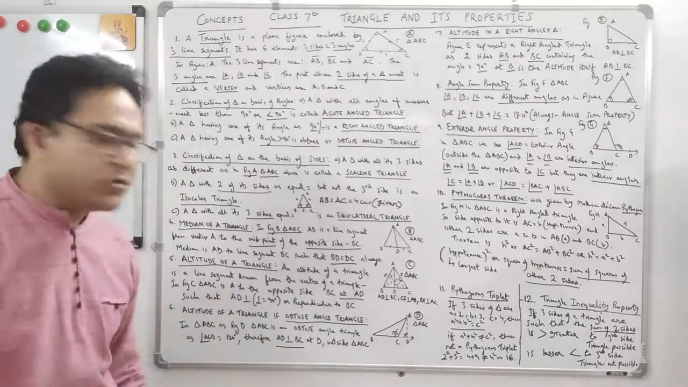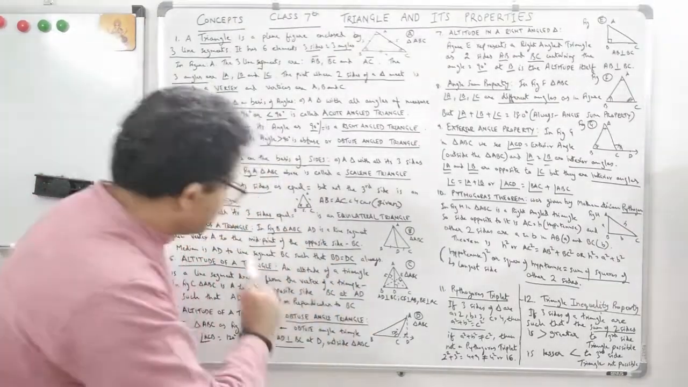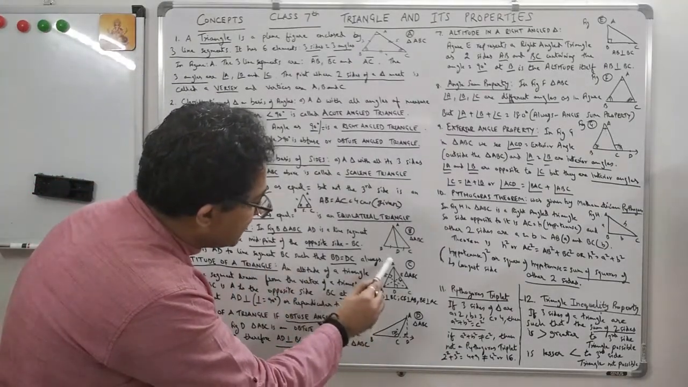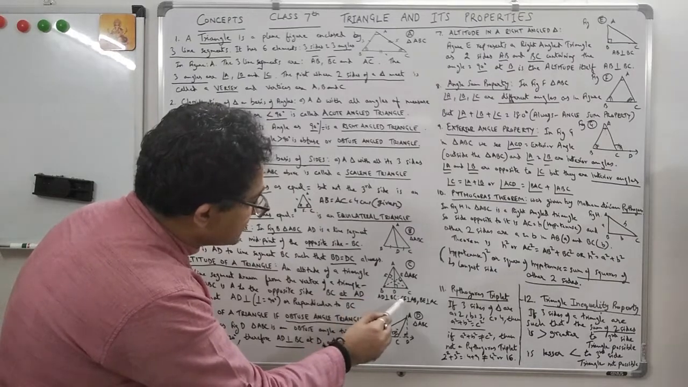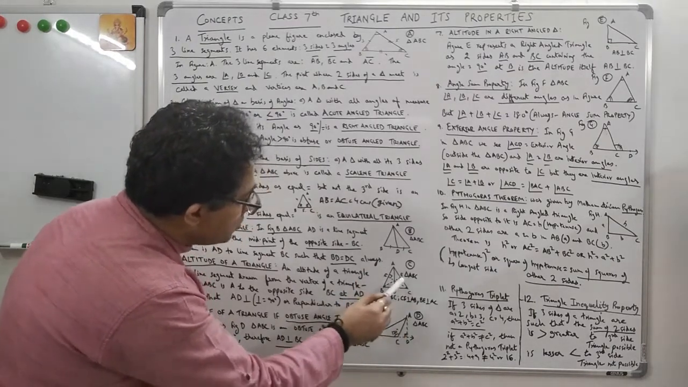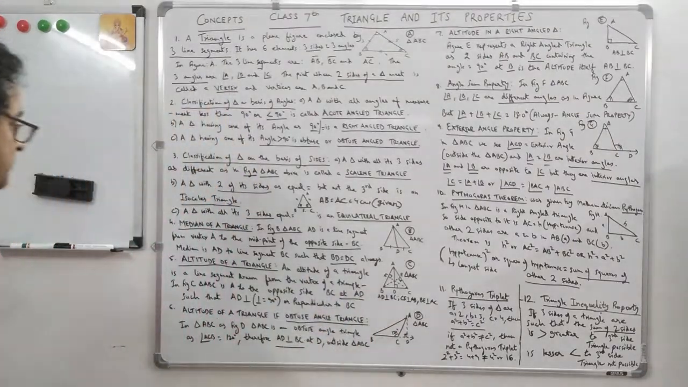How do you denote altitude? AD. This is actually perpendicular. This sign is perpendicular. So I'll explain it to you. AD is perpendicular to BC. CF is perpendicular to AB, and BE is perpendicular to AC. Okay, now let's see. Now I'll explain it.